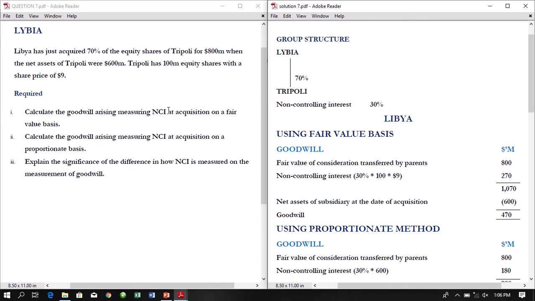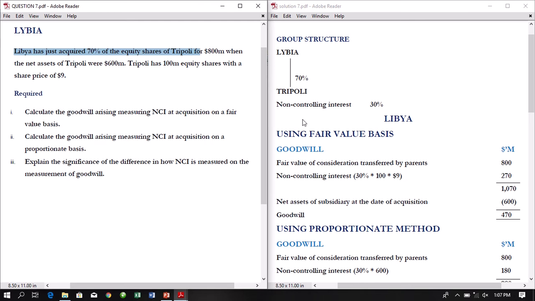So coming to my solution, very easy. We need to know our group structure, which is very straight in this question. We are told that Libya has acquired 70% of Tripoli. And don't forget, non-controlling interest is the portion of the equity capital not owned by the parent company. So my non-controlling interest will be 30%. Now we want to determine goodwill, if we measure NCI using fair value, and if we measure NCI using the proportionate basis.